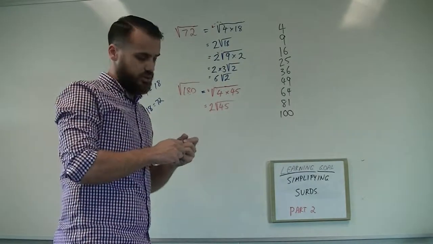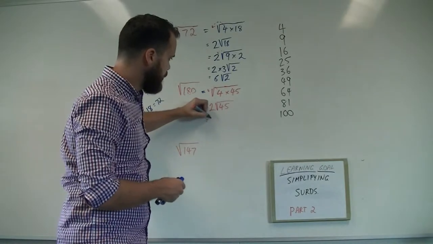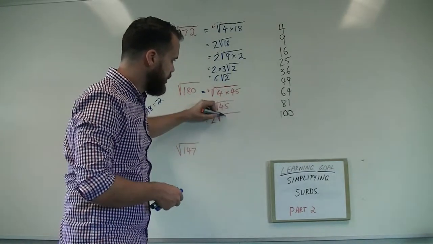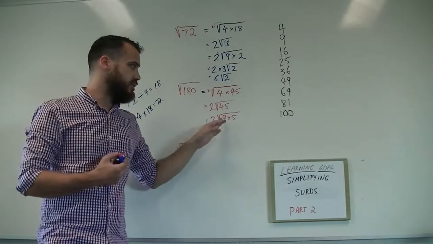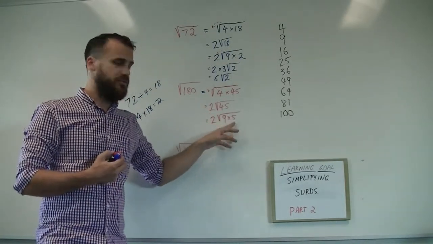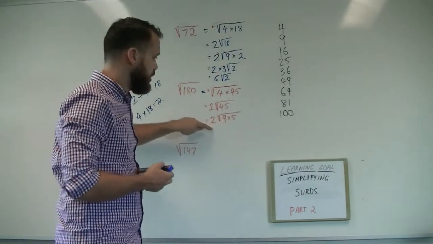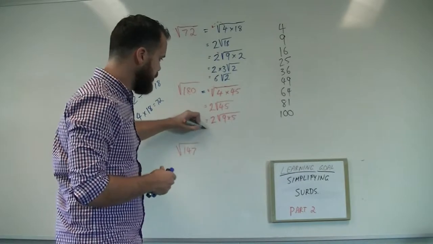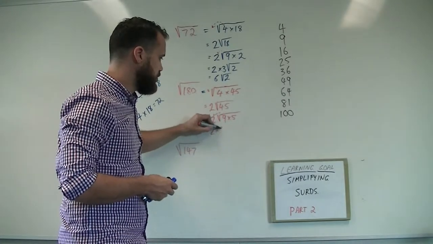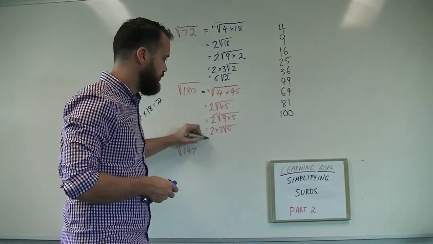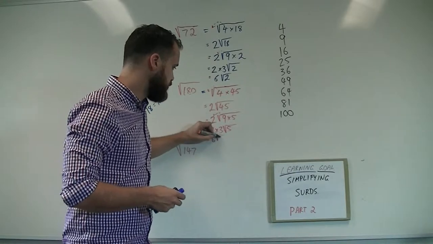We end up with 2 root 9 times 5. So you can see that 9 times 5 is equal to 45. Now 9 is a square number, so we can move that 9 out to here, and it's going to be a 3. So again, it's going to be 2 times 3 root 5. Now 2 times 3 is 6. We end up with 6 root 5.